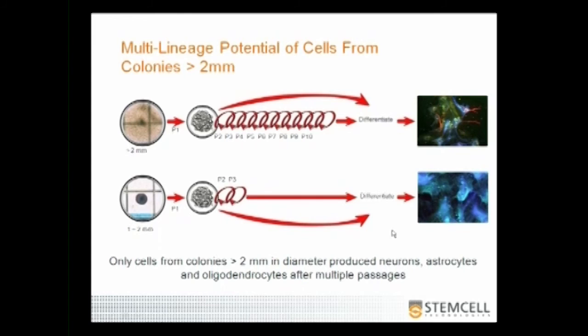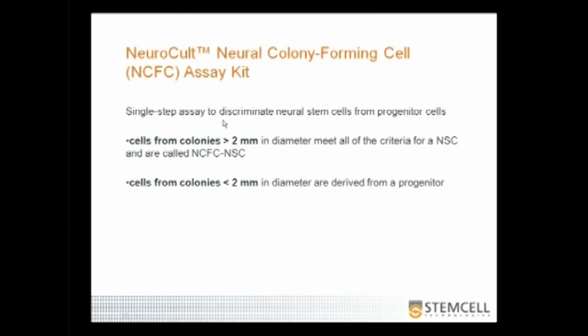Therefore, only colonies greater than 2 millimeters in diameter contain cells which self-renewed, produced a large number of progeny, and, as shown here, maintain the ability to produce neurons, astrocytes, and oligodendrocytes, therefore fulfilling all the criteria of a neural stem cell. The colonies smaller than 2 millimeters in diameter were produced by progenitor cells. Therefore, the NCFC assay is an assay to discriminate neural stem cells from progenitor cells.